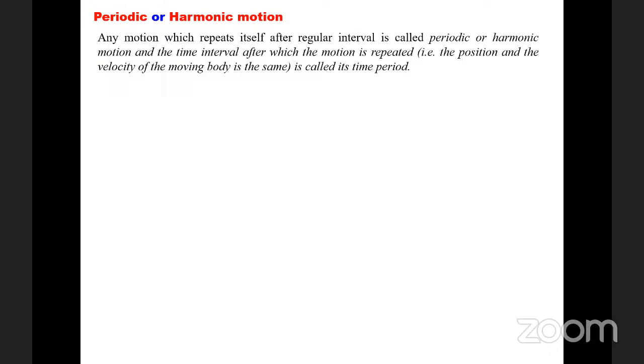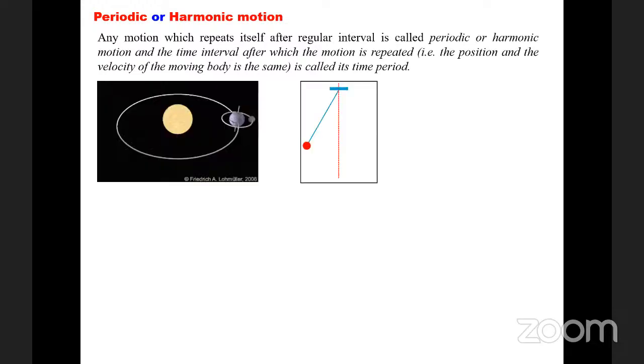So, any motion which repeats itself after a regular interval of time is called periodic or harmonic motion. The position and the velocity of the moving body are the same after that interval, which is called the time period. So you can see here.